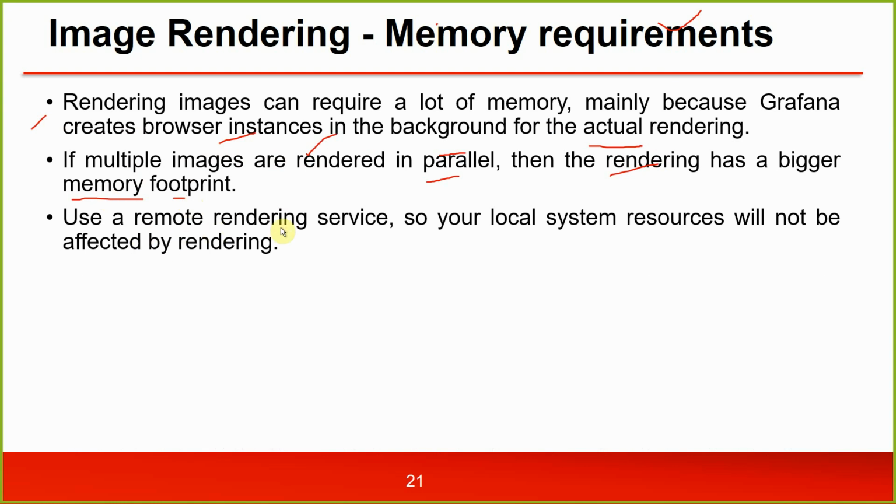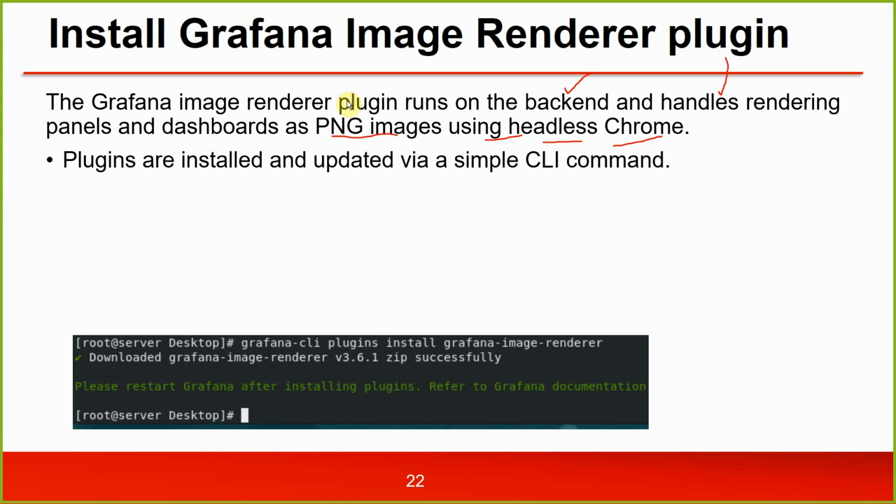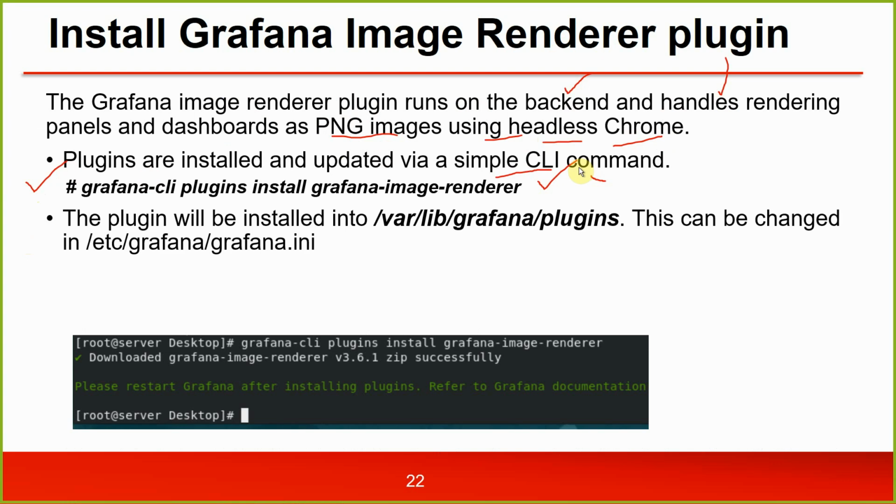Use a remote rendering service so your local system resources will not be affected by rendering. The Grafana image renderer plugin runs on the backend and handles rendering panels and dashboards as PNG images using headless Chrome. Plugins are installed and updated via a simple CLI command, and this is the command I used. I demonstrated grafana-cli plugins install grafana-image-renderer.